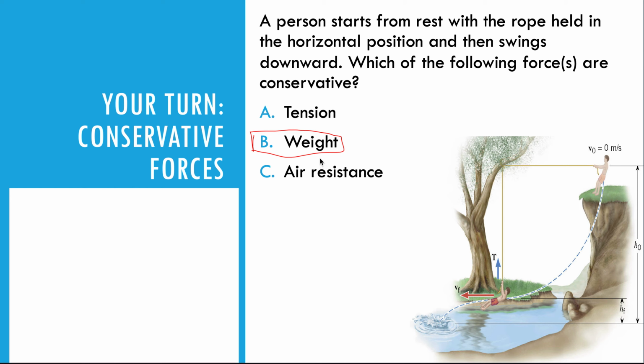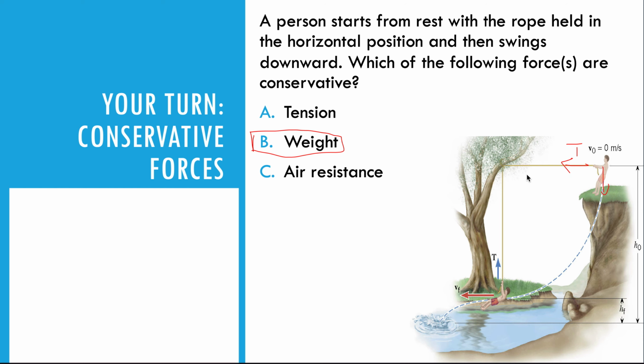Remember that conservative forces have potential energies associated with them. Tension does not have any kind of energy associated with it. It is a non-conservative force. In this example, the tension points away from the object, away from this person. It always points perpendicular to the motion. So this tension is not even doing any work, and it's not affecting any kind of potential energy of the object either.